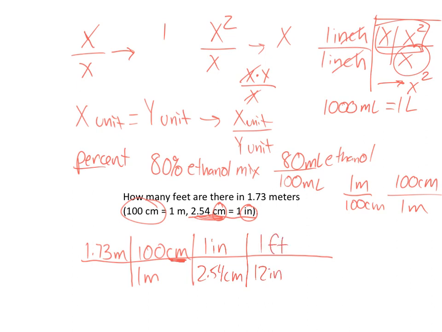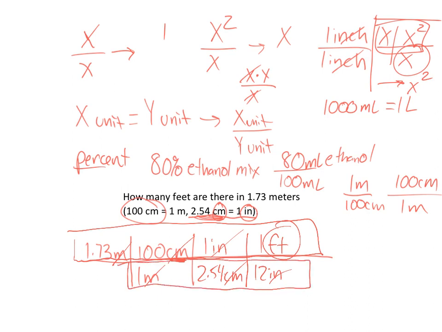So now, before I do any math, I double check to make sure my units are going to cancel out appropriately. So I have meters on the bottom and meters on the top canceling, centimeters and centimeters, inches and inches, and I'm left with feet. Now I take each one of these and I multiply all the way across the top and divide by everything on the bottom. My calculator answer is 5.675853 feet. But that's not the correct answer.